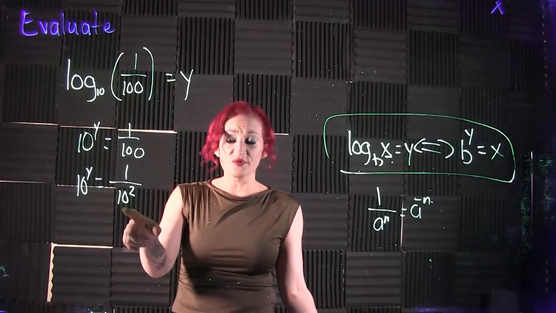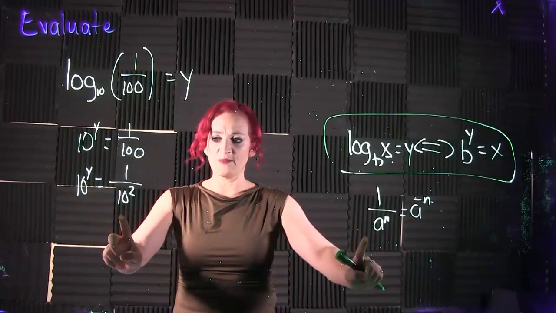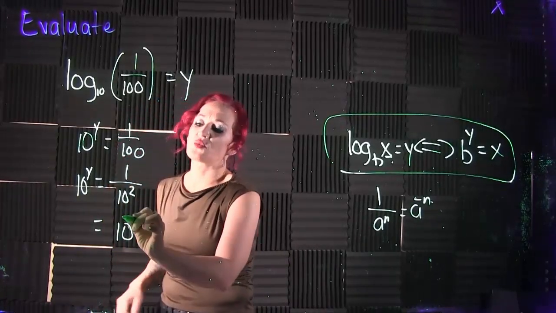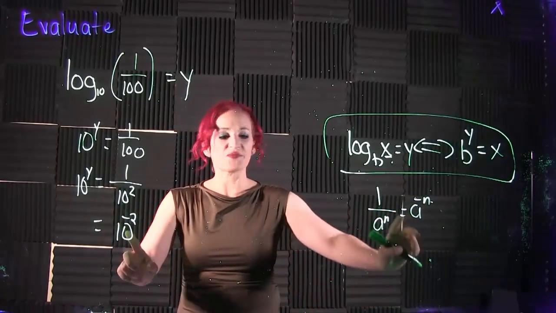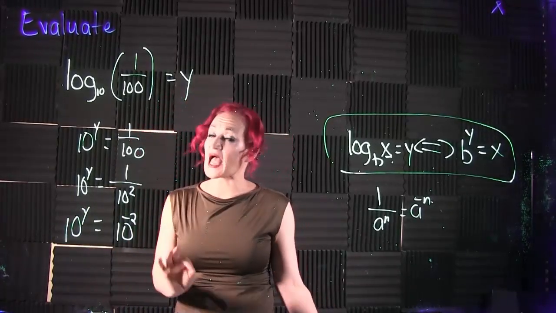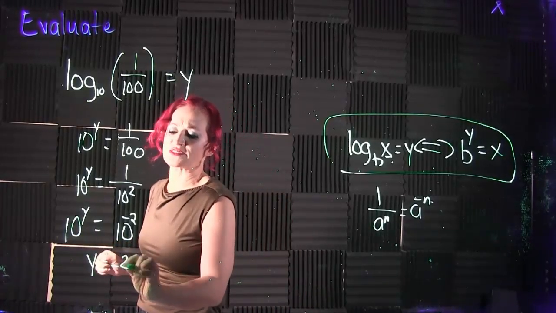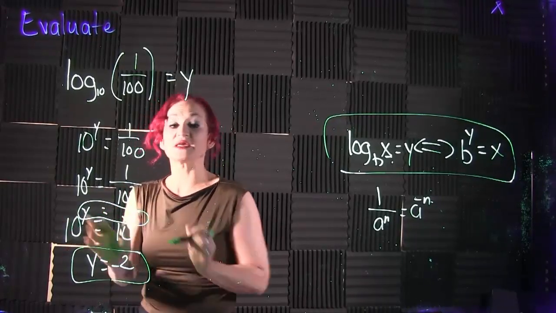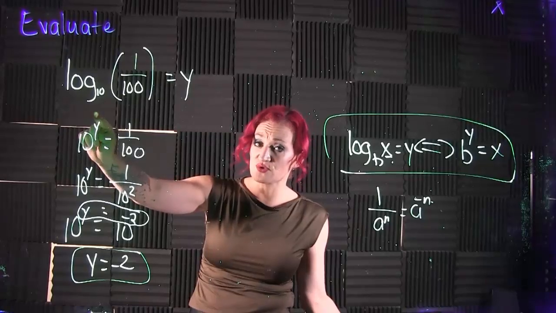Now, in order to move something from the denominator up to the numerator, we are going to use the negative exponent rule. If you have 1 over a base raised to a power, you can change that to that base raised to the power if you change the sign. So 1 over 10 squared is the same thing as 10 to the negative 2. Drop down the left-hand side, and our problem is set up exactly where we want it to be. We have the same base on either side, and according to our same base rule, if our bases are the same, we can set our exponents equal to each other, which means y is negative 2. That means 10 to the negative 2 is 1 over 100.